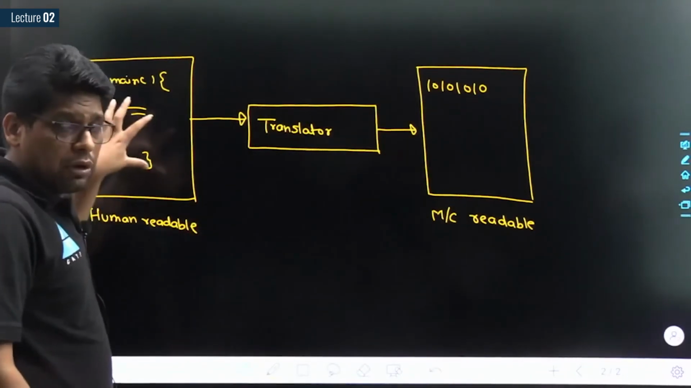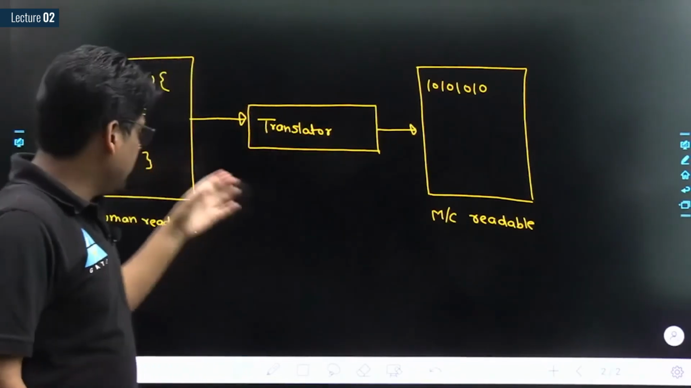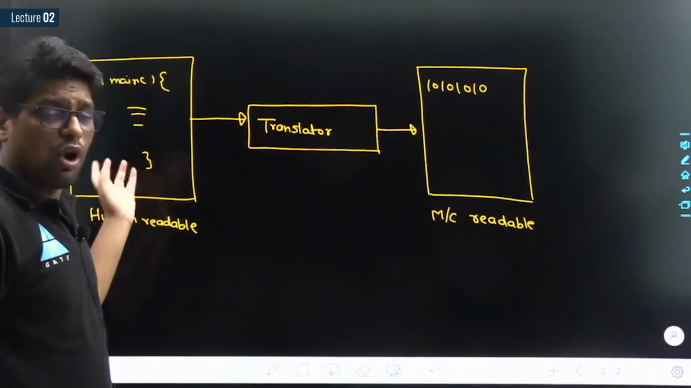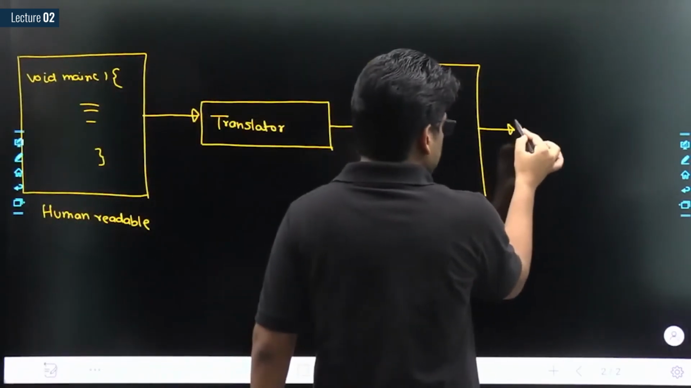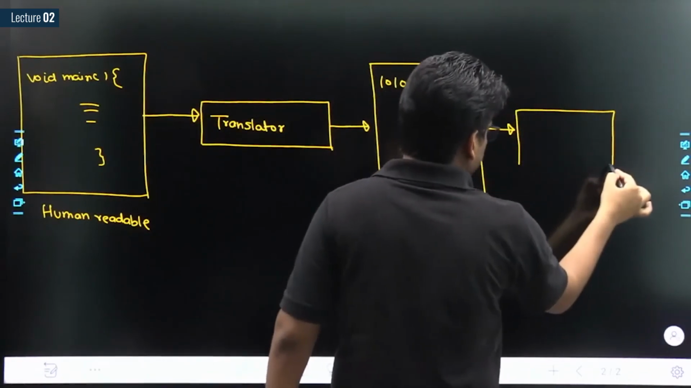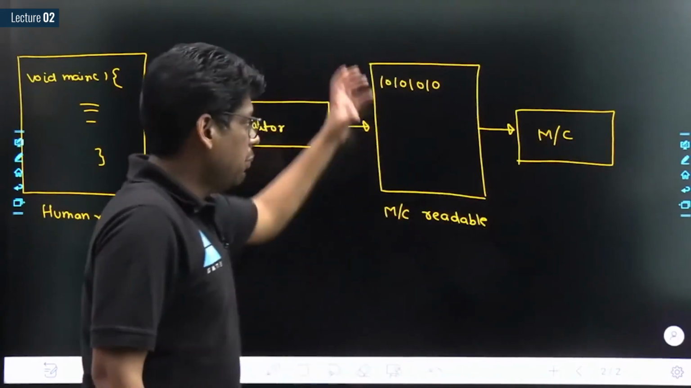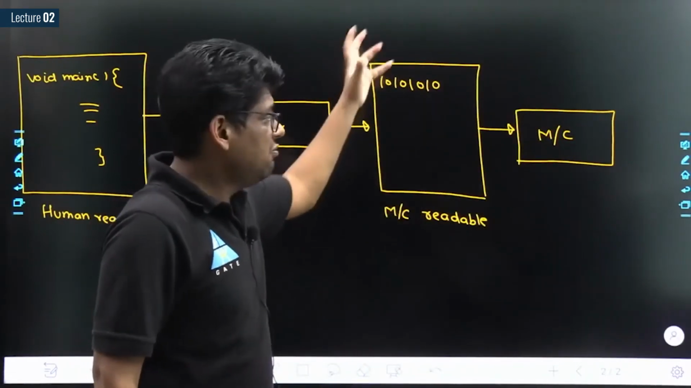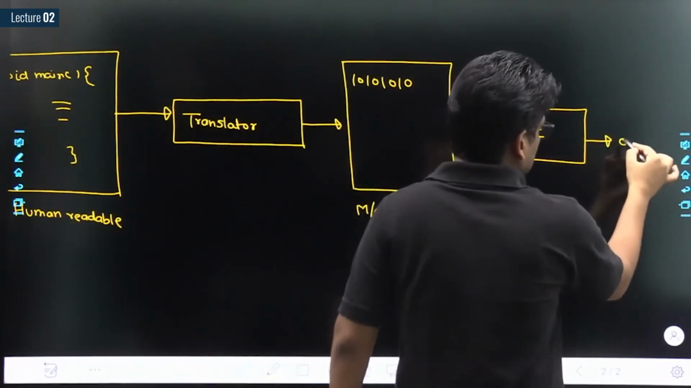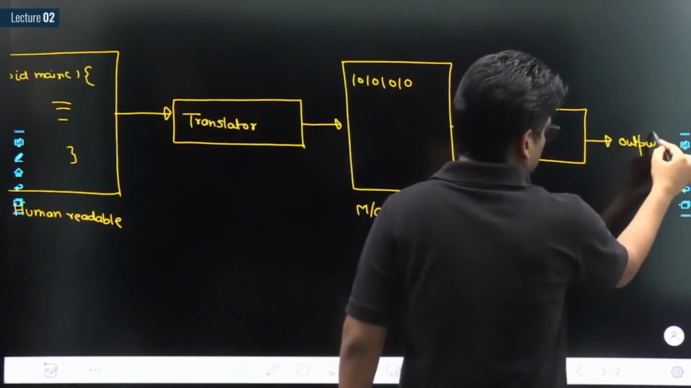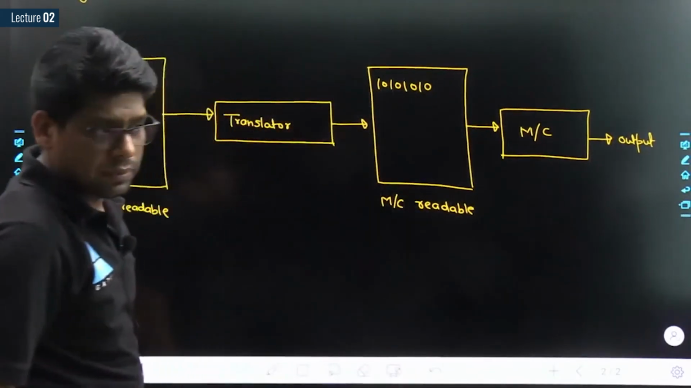If I talk about this program, the machine or computer will not be able to understand it because it is not machine readable. Now, is this machine readable? Yes, of course. Can I give this program to the machine? Of course I can. Now the machine will follow the instructions. The machine will execute each and every instruction and give us the output. So this is the whole scenario.